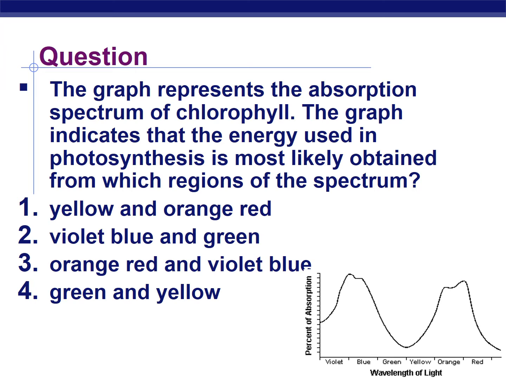So it's plural, regions. So we're looking for multiple areas where photosynthesis is going to get energy. Those would be the peaks that you see. So somewhere in the blues, orange, red, okay? So let's look at choice 1, yellow and orange, red. No. Number 2, violet, blue, and green. Green, no way. 3, orange, red, and violet, blue. That's a definite possibility. Let's go to our last choice, green and yellow. Those are the absolute worst colors. Okay, so we know choice 3 is the best one.